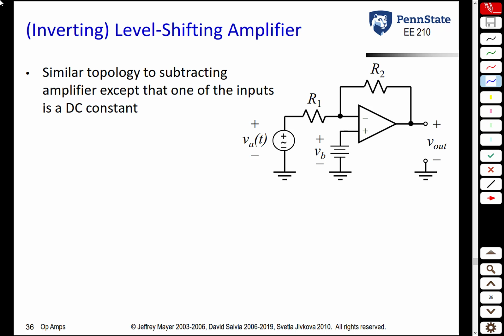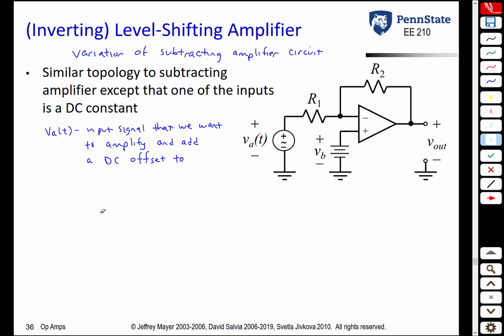This is basically a variation of the subtracting amplifier that we saw at last lecture. What makes this circuit different, however, is its application, how it's used. So basically, we're going to have one signal. We're going to call it VA of t, and that's going to be a signal that we want to amplify and that we want to shift its DC offset for. The second signal that we have is VB, which is going to be a DC constant, and that is going to be used to give us our DC offset. It's important to note, however, that the DC offset does not equal VB, but it's based upon VB.